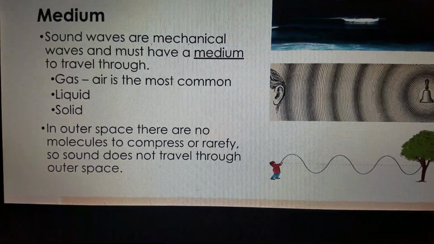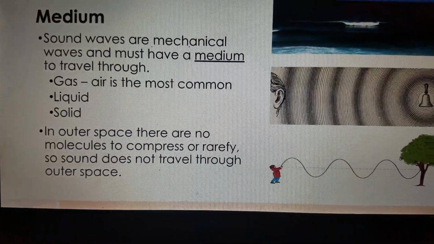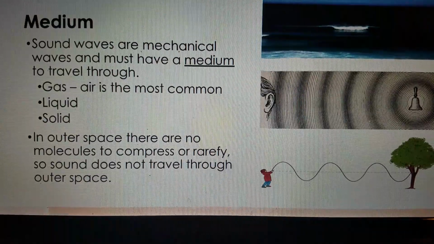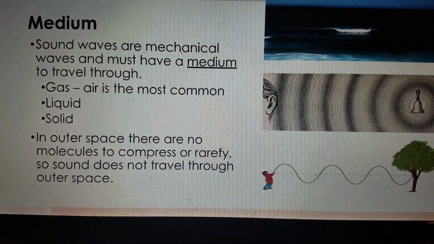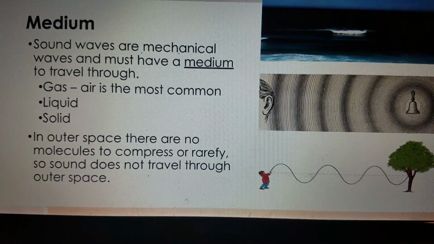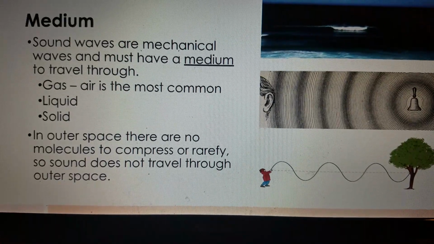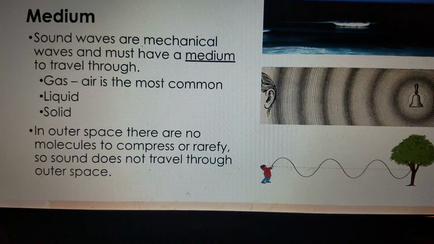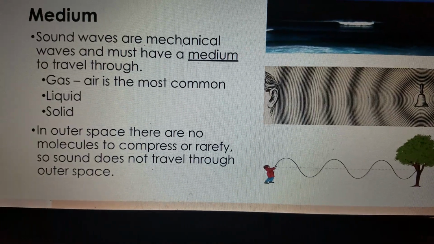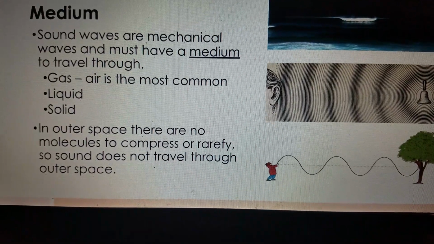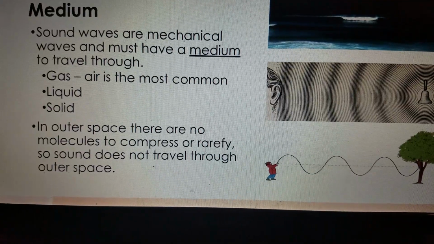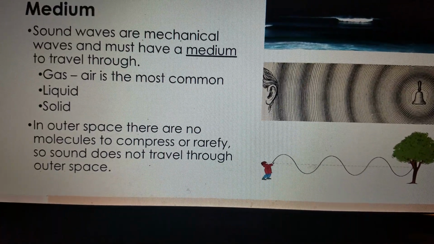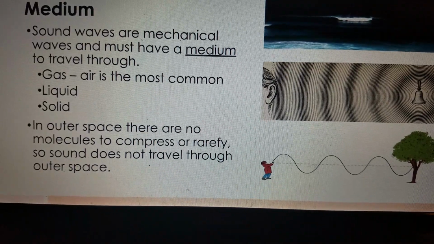Sound waves are mechanical waves, and like any other kind of mechanical wave, they have to have a medium to travel through. So sound waves can travel through gas, air being the most common. Sound waves can travel through liquids, like we saw when we put the tuning fork into the cup of water in class, and they can travel through a solid, like we heard when we held those tuning forks to the desk and put our ear down.